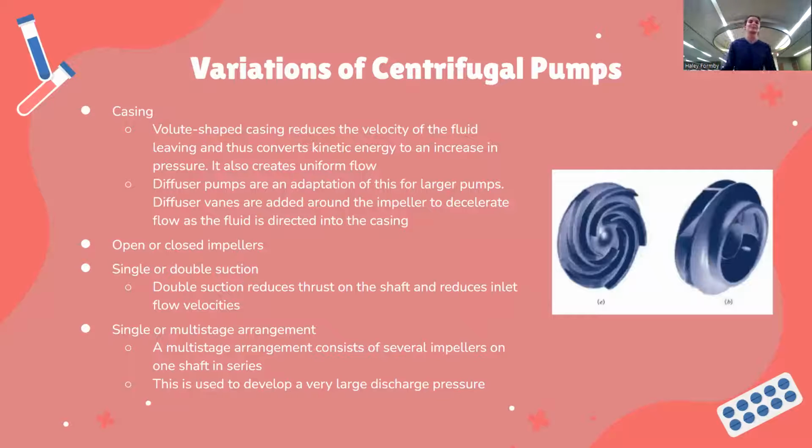Okay. So when it comes to centrifugal pumps, we do have those key characteristics, and then we have different variations you can use with them. For casing, you can have volute-shaped casing, which reduces the velocity of the fluid leaving and thus converts kinetic energy into an increase of pressure, and it creates uniform flow. An adaptation of the volute-shaped casing is diffuser pumps, which use diffuser vanes, which are added around the impeller to decelerate flow as the fluid is directed into the casing.